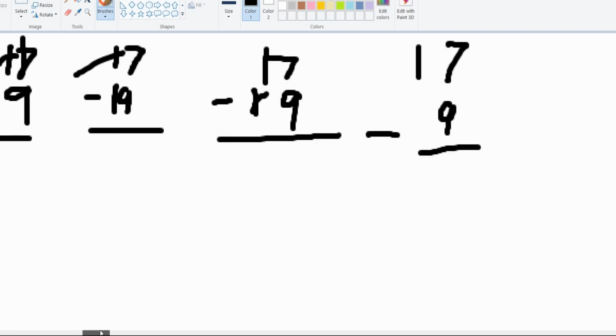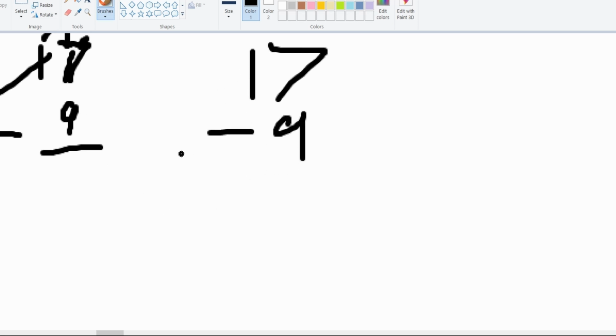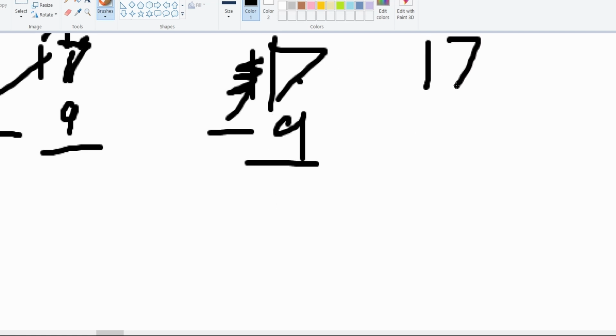So next we're going to cross out this 1 and move it directly in front of the 7. So now we have 17 minus 9. Then we squiggle out this 1 right here and move it right in front of that 7. Now instead of having 7, we have 17. So we just move it over here, and now we've got 17 minus 9.